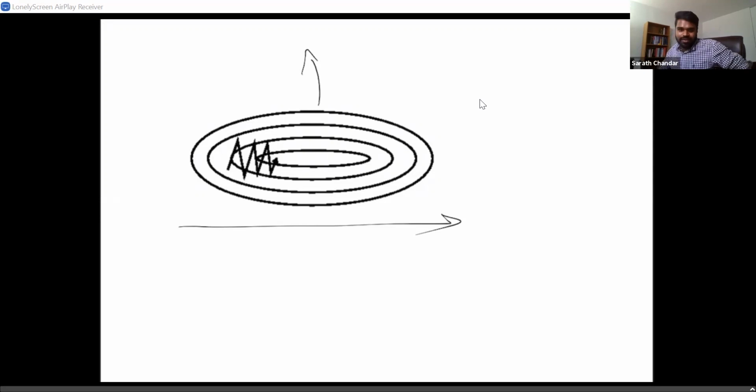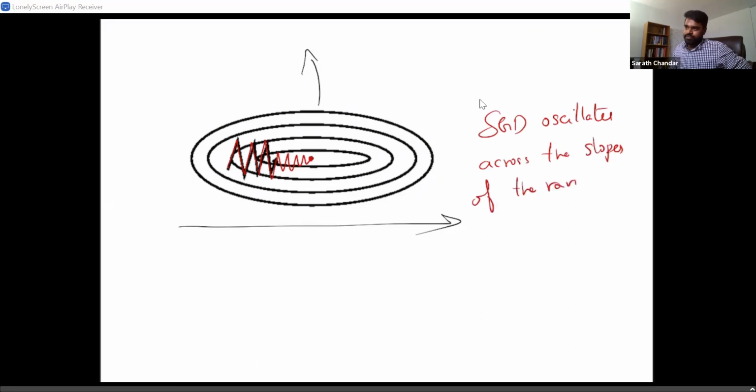What happens here is the stochastic gradient descent, even though it knows that this center is the minima, it cannot directly go to the minima. It's kind of struggling by this. Probably it will take something like this to reach here. So SGD oscillates across the slopes of the ravine, making only hesitant progress along the bottom towards the local optimum. Now how do I avoid this? This is exactly the situation which could be easily avoided if I use momentum.